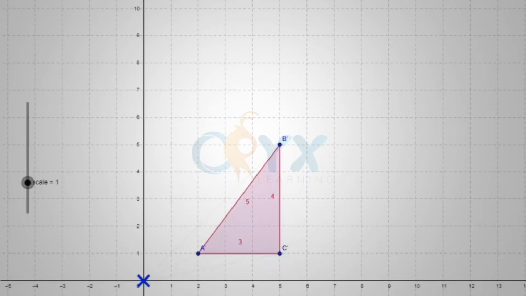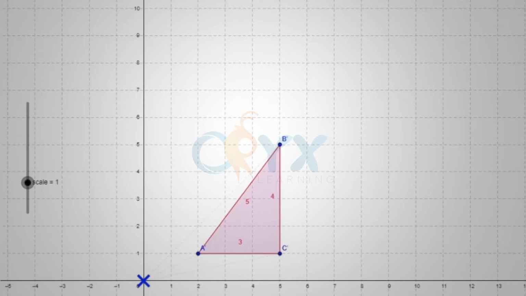A dilation uses a scale factor to enlarge or reduce a figure. A dilation with a scale factor k will be an enlargement, or an image larger than the original, if k is greater than 1; a reduction, or an image smaller than the original, if k is greater than 0 and less than 1; or the same as the original if k equals 1.